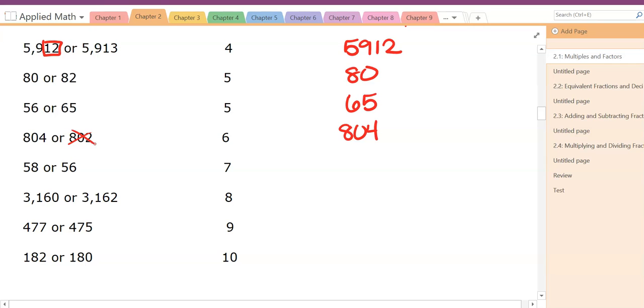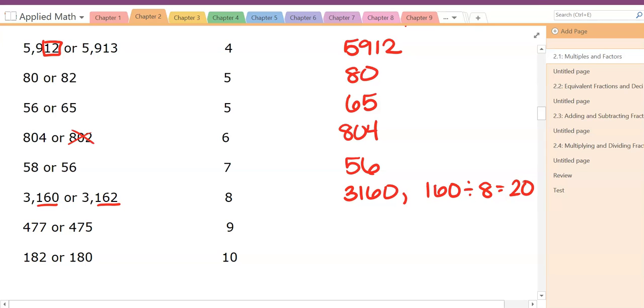Okay, how about 7? Which one does it go into, 58 or 56? Good, 56. That one would just be one you would have to try to divide out and see what happens. Number 8. So rule for 8 says that the last 3 digits, so you're looking at 160 or 162. Which one is it going to go into? No, not 162. 3,160. Because 160 divided by 8 is going to be 20.